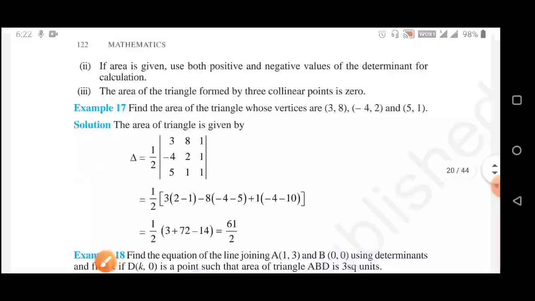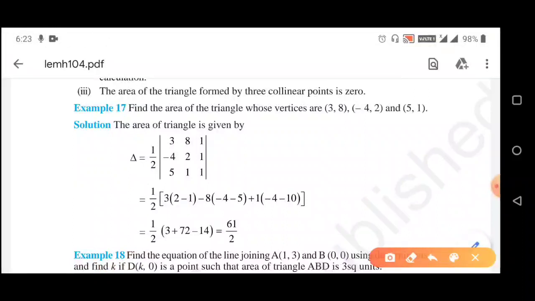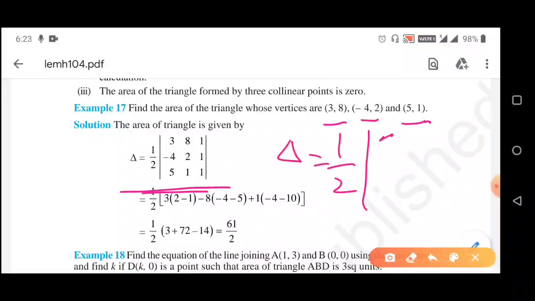Now let's move to example 17. In example 17 it is given, find the area of the triangle whose vertices are 3, 8, minus 4, 2 and 5, 1. So first of all we have to write the formula. So this is the formula. What was the formula? Delta is equal to half into x1, x2, x3, y1, y2, y3, 1, 1, 1.